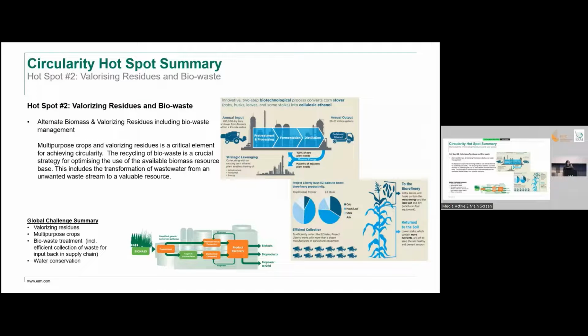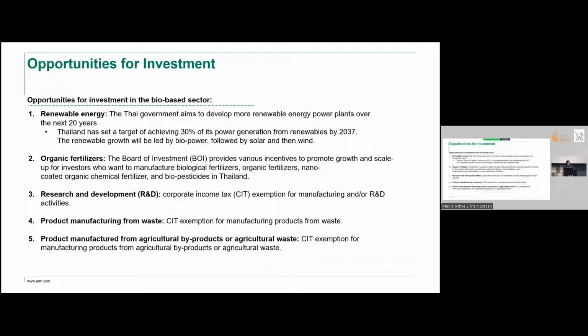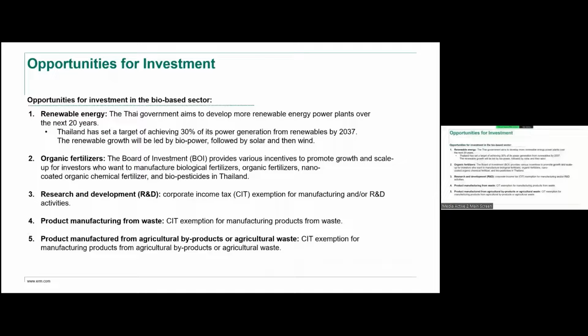And as I said, alternative biomass and valorizing residues is crucial for bio-waste management as well. And this can be seen across the world with a lot of best case examples where husk, leaves, and even tree-based residues are being used for creating cellulosic ethanol. It also gives Thailand a number of opportunities for investment, particularly in renewable energy, organic fertilizers, research and development.